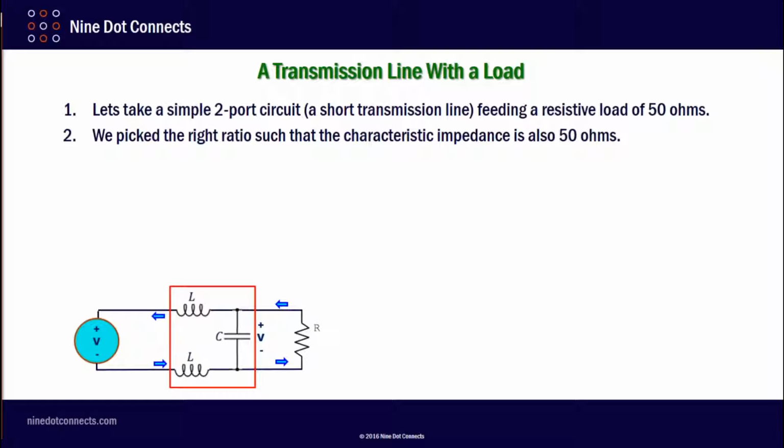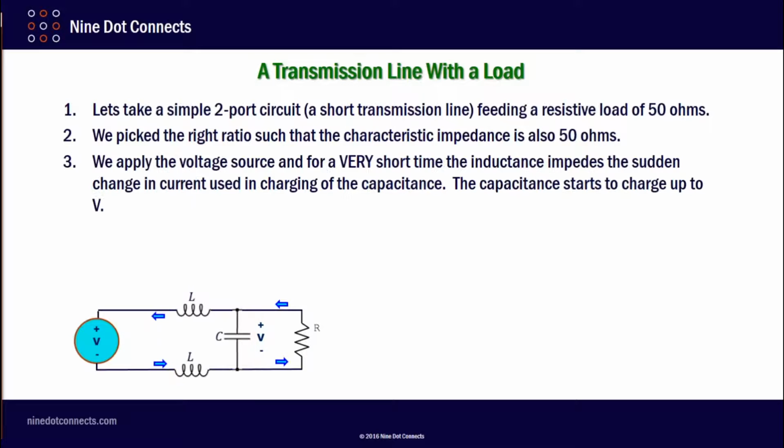This is a repeat circuit that we talked about last time. If we take a simple two-port circuit, being a transmission line, here in the red square, and we use it to feed a resistive load of 50 ohms, then we picked a ratio such that the characteristic impedance is also 50 ohms.